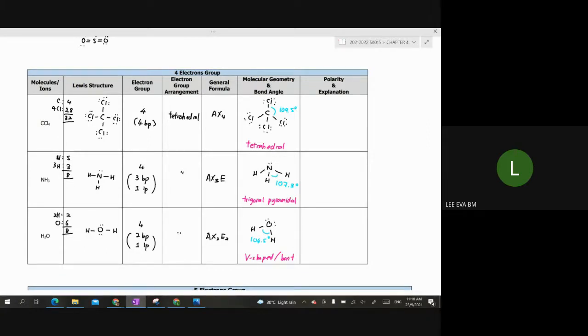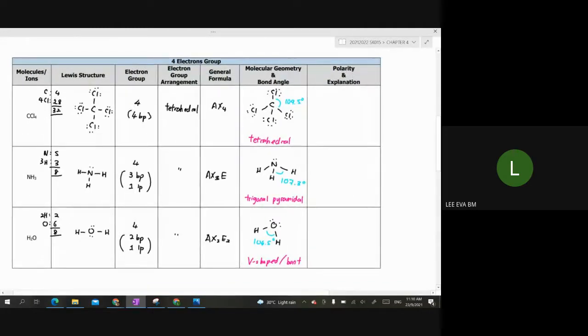And then for NH3 and also H2O, they have specific bond angle values. Both of them are less than 109.5. For NH3, the specific bond angle is 107.3. So this value you must remember: every time you see NH3, the bond angle must be 107.3. If you see H2O, it must be 104.5. For other structures, you can just write the range, less than 109.5.